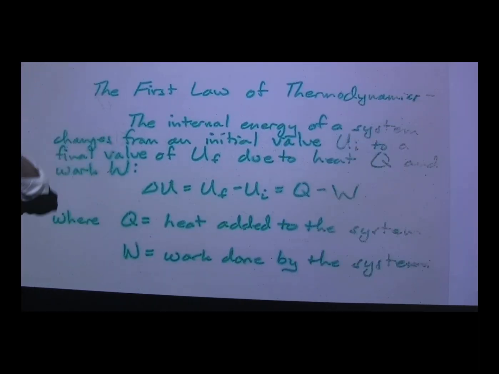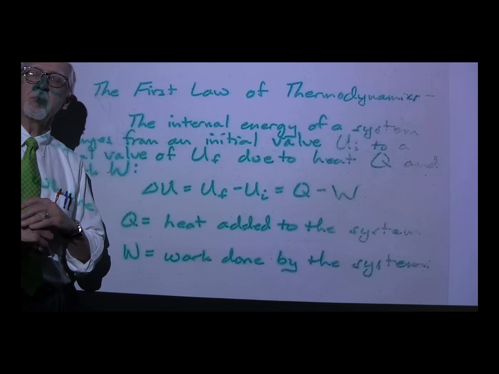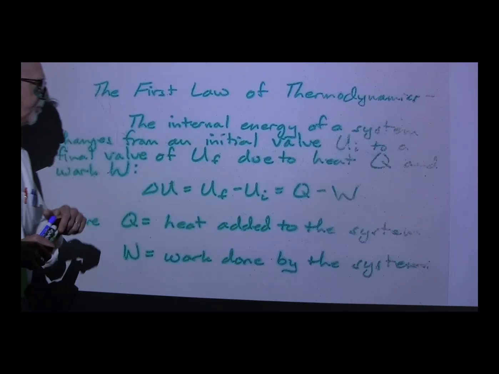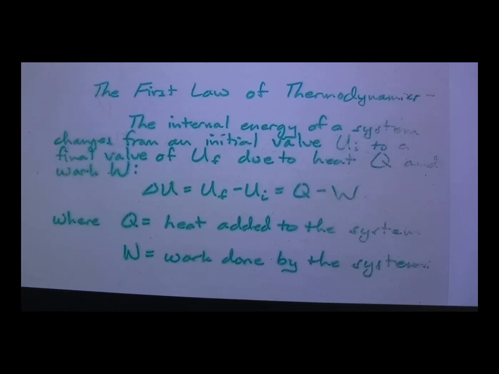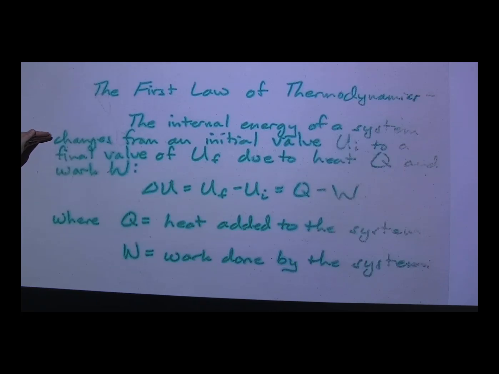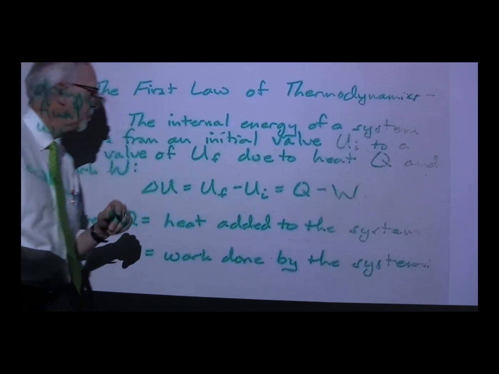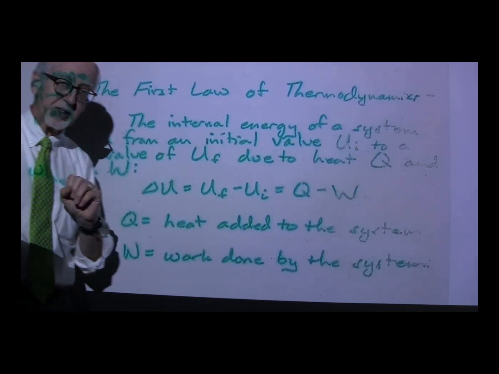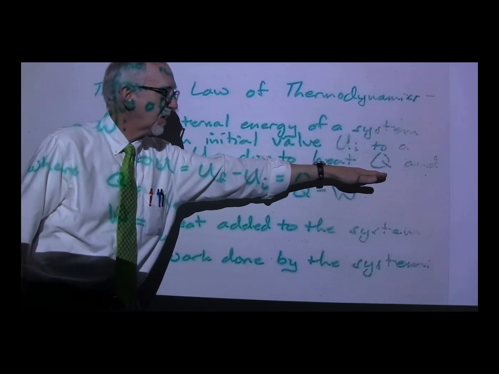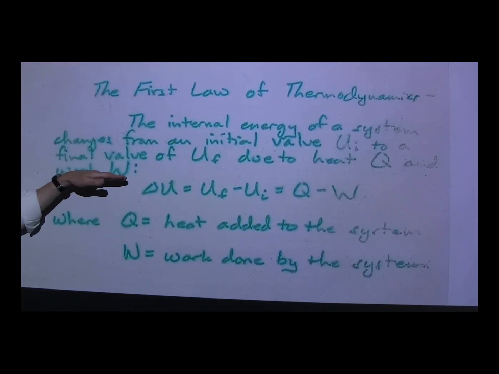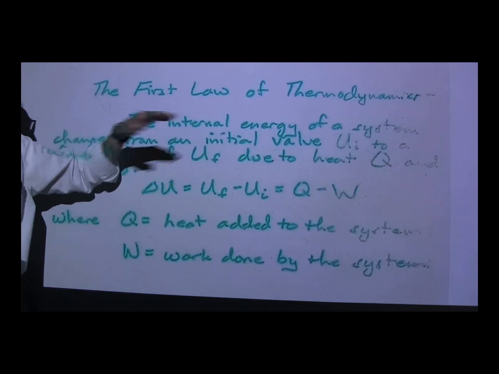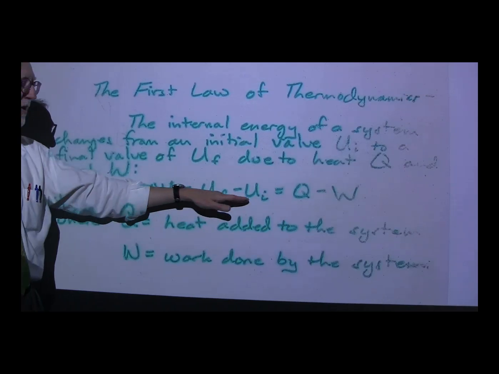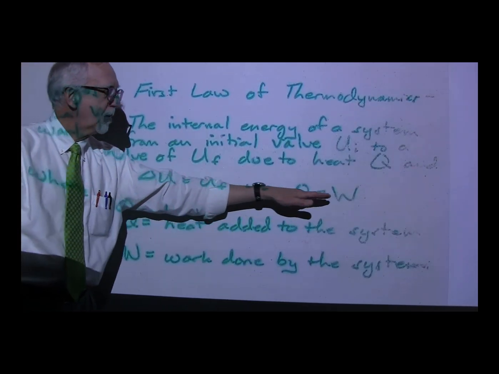The first law of thermodynamics is basically a statement of the conservation of energy as it applies to thermal properties of systems. The first law of thermodynamics: the internal energy of a system changes from an initial value, U sub I, to a final value of U sub F due to two different processes, due to heat, Q, and work, W. And the relationship is that the change in the internal energy, delta U, which is U final minus U initial, is equal to Q minus W.